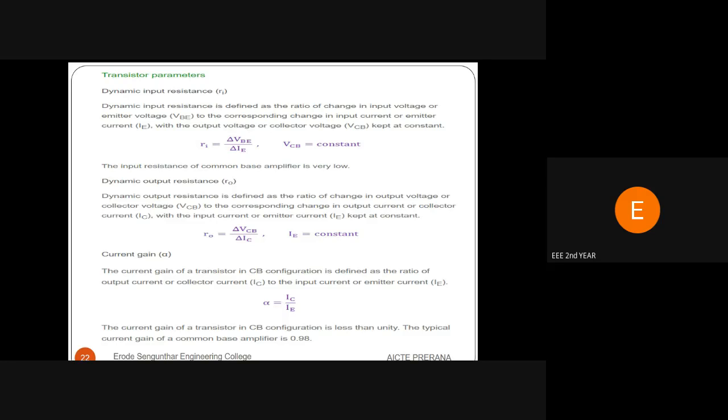The next parameter is current gain or current amplification factor. Current amplification factor is denoted alpha. I already told you, alpha is defined as the ratio of output current to input current. Here the output current is collector current, input current is emitter current. So alpha equal to IC divided by IE. The value of alpha varies from 0.9 to 0.99. The alpha value is always less than unity.